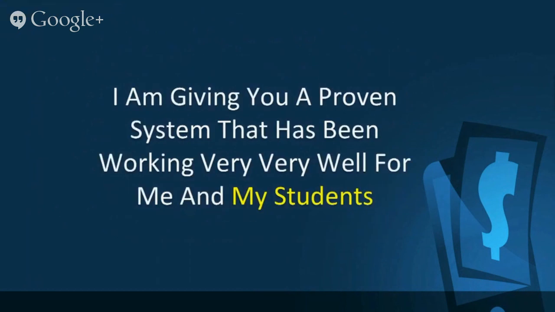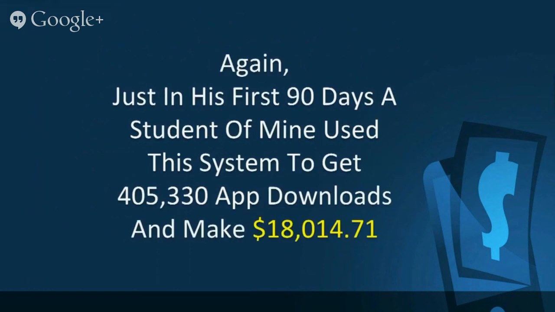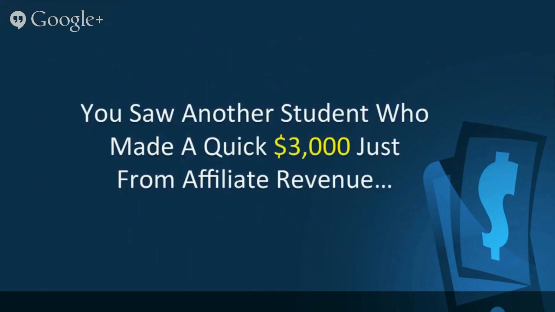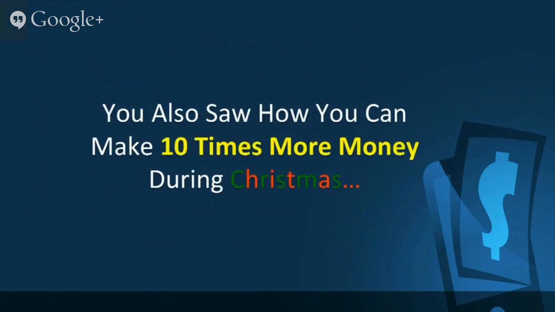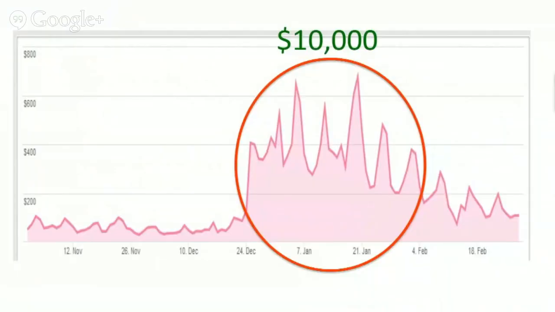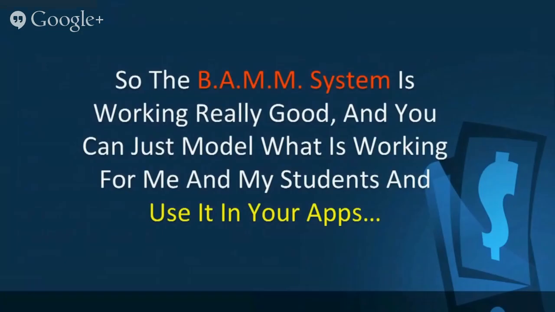I'm giving you a proven system that's been working very, very well for me and my students. Again, just in this first 90 days, a student of mine used this system to get over 400,000 app downloads and make over $18,000. You saw another student who made a quick $3,000 just from affiliate revenue. You also saw how you can make 10 times more money during Christmas. Remember, just in one app store, I made around $10,000 during the month of January because I knew exactly how to position my app to get downloads and precisely what to do to make as much money as possible per download. So the BAM system is working really well, and you can just model what is working for me and my students and use it in your apps.